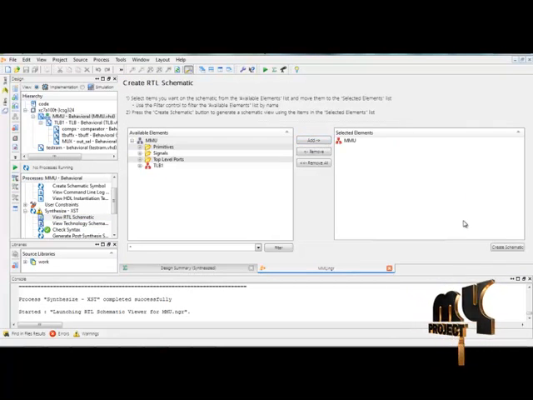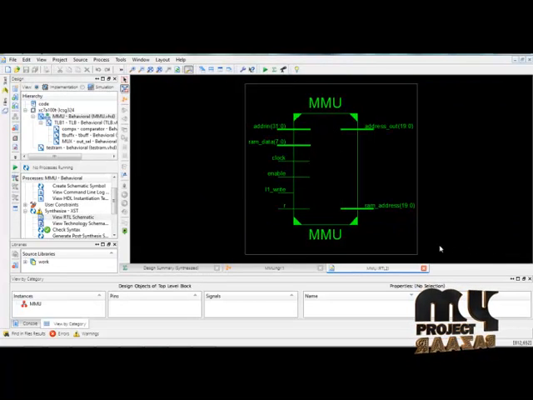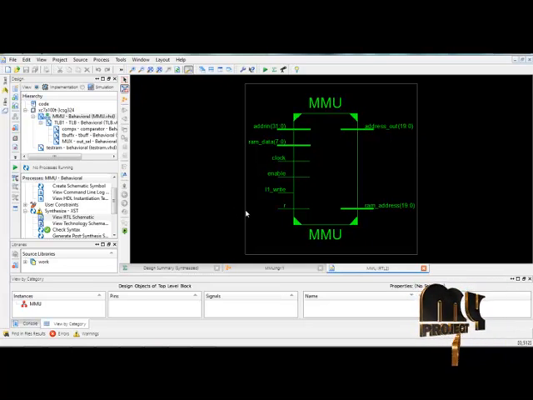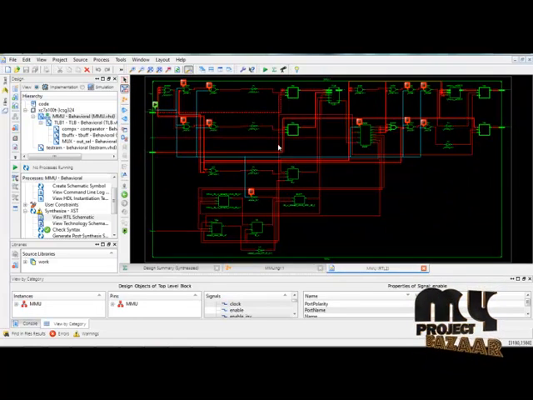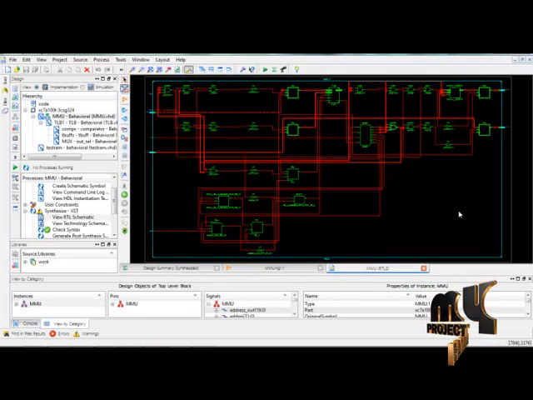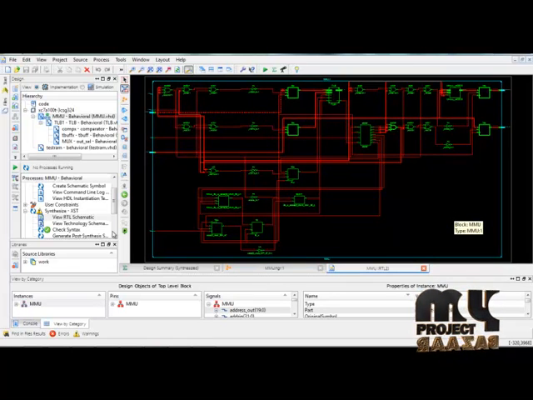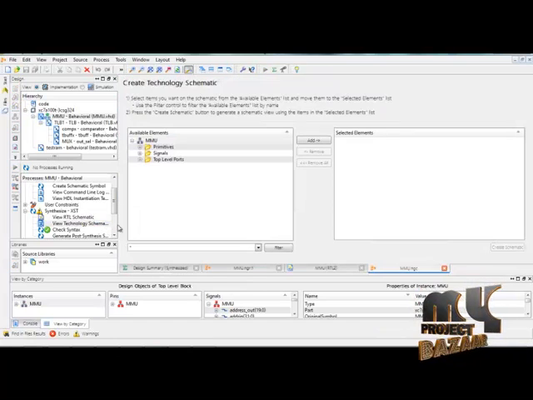Now click add and click create schematic. This is our overall schematic diagram. In this, the inputs are address input, RAM data, clock, enable, L1 write and read. Then it gives the address out and RAM out. This is our internal structure of the RTL schematic diagram.